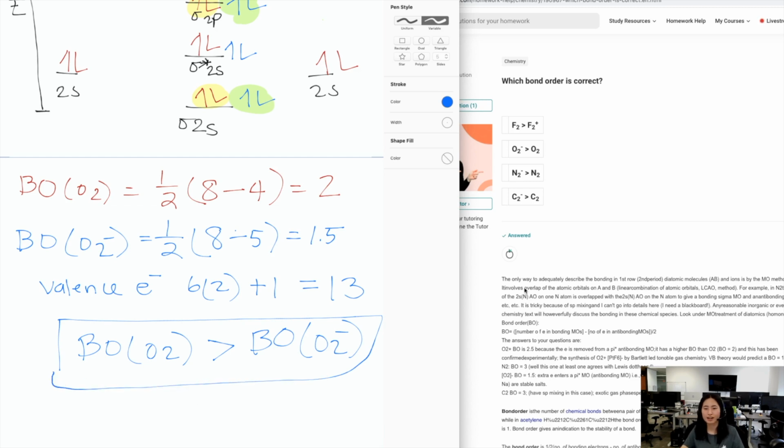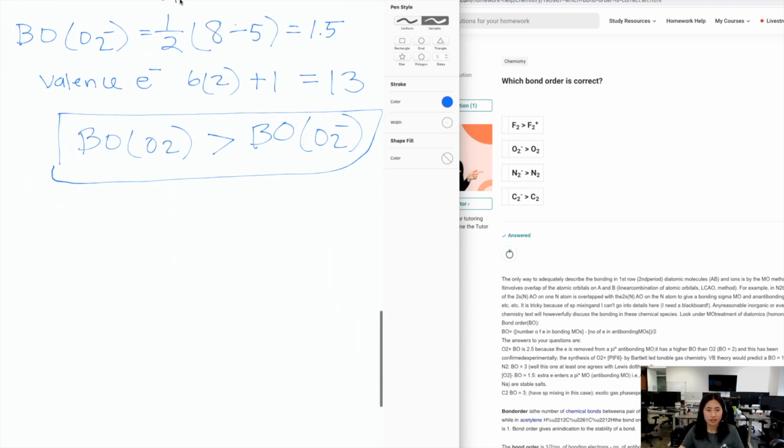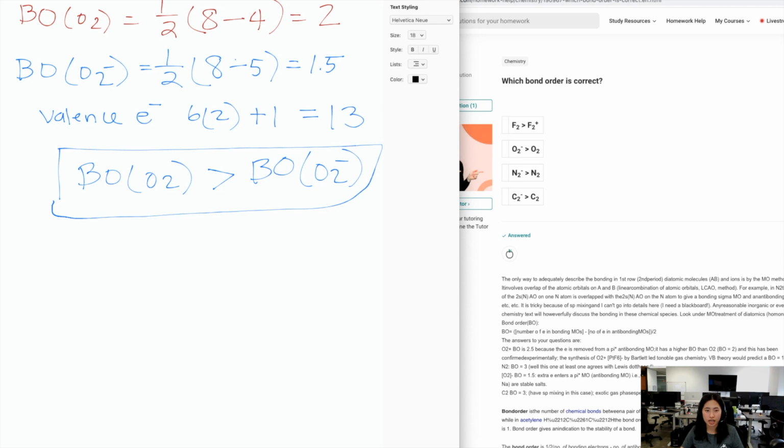Okay, we're almost there. I know this is very lengthy, but this is the way to go. So we have nitrogen and carbon.